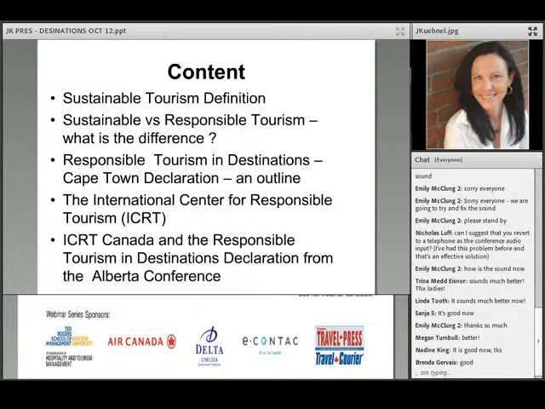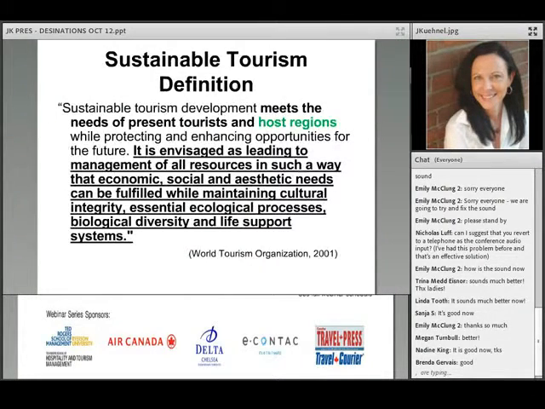So as I was saying earlier, I think it's worth going through the sustainable tourism definition again. As you know, there are many definitions of sustainable tourism, and Gail will actually provide another one when she does her presentation. But this one by the WTO, the World Tourism Organization, resonates loud and clear when we're talking about destinations because essentially, it states that sustainable tourism development meets the needs of present tourists and host regions, and that those are the destinations, protecting and enhancing opportunities for their future.